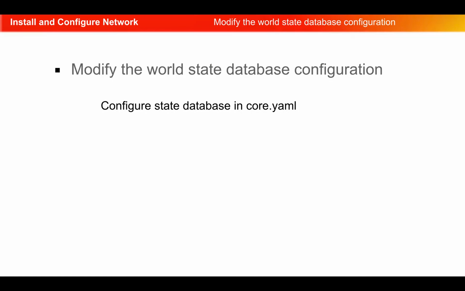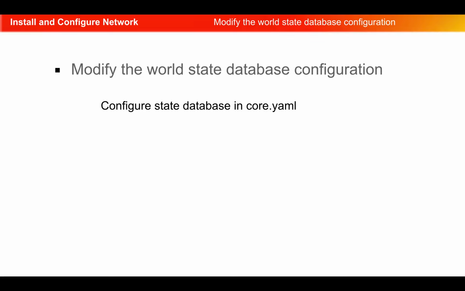Let's get on to the first topic, which is how to modify the world state database configuration. Before moving on to that, to refresh your memory, a ledger consists of two states which are related to each other. One is the blockchain and the second is the state database. The state database is also called the world state. I have already explained that in previous sessions as well, so if you have not understood those concepts, please go back and revisit those lectures.